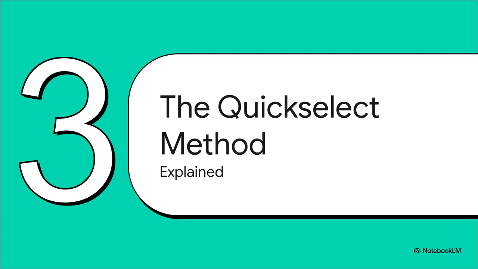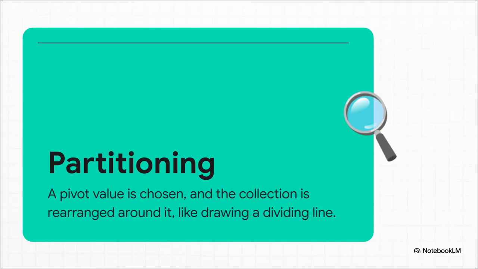Now let's turn to our second contender, quick select. If the heap method is all about steady, careful filtering, quick select is about aggressive, brute force division and conquest. The entire game for quick select comes down to one core operation. It's called partitioning. Here's the idea.